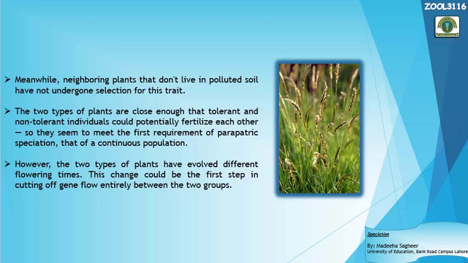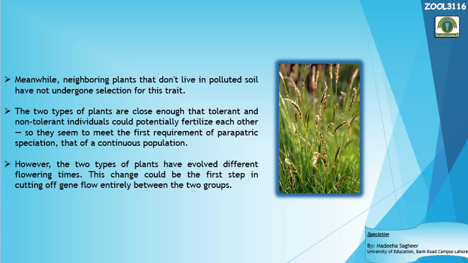What is the first requirement they met here? That is a continuous population. The population is continuous. There is no geographical barrier. But what happened? There is a change in the soil. The soil in one area got contaminated with heavy metals, so this leads to a different selection pressure on the grass of that particular area. However, the two types of plants have evolved different flowering times. Because of this, what happened?